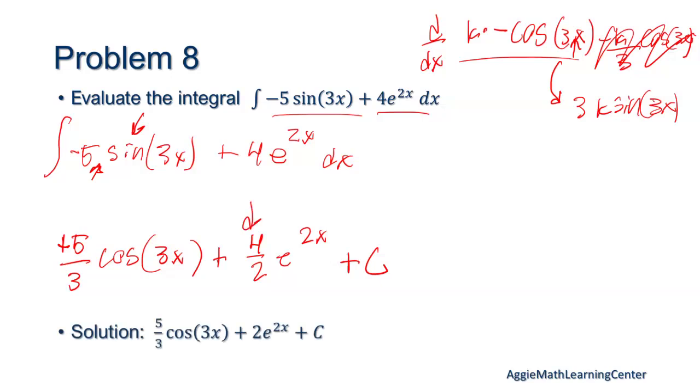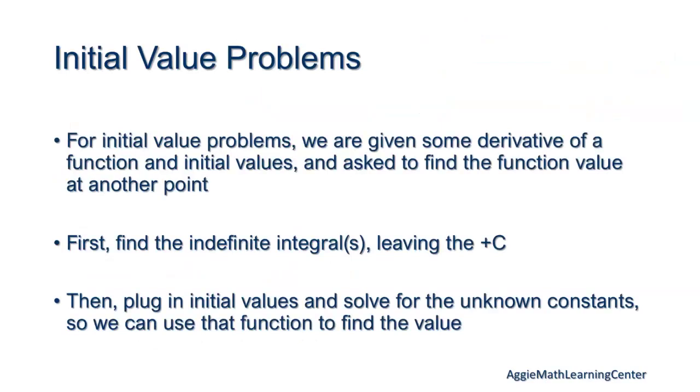So, cool. Initial value problems. For initial value problems, we are given some derivative of a function with initial values, and then asked to find the original function at a point. So first we need to find the indefinite integral plus c, and then we take this initial value, we solve for c, and we end up getting whatever that original function used to be. So this kind of situation gets rid of that plus c.